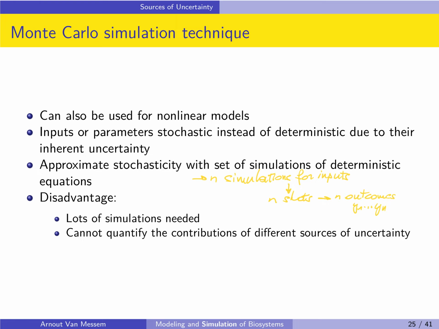This gives us, let's say, n times an outcome y, and then we can use this vector of outcomes to get an idea about the mean and the variance on the outcome. The disadvantage, as always with a Monte Carlo simulation, is that you need a lot of simulations. Another disadvantage in this specific case is that it is impossible to quantify the contributions of the different sources of uncertainty. So you will just have an idea about the uncertainty, but using Monte Carlo simulation, it is impossible to determine which part of the uncertainty stems from which source of uncertainty.